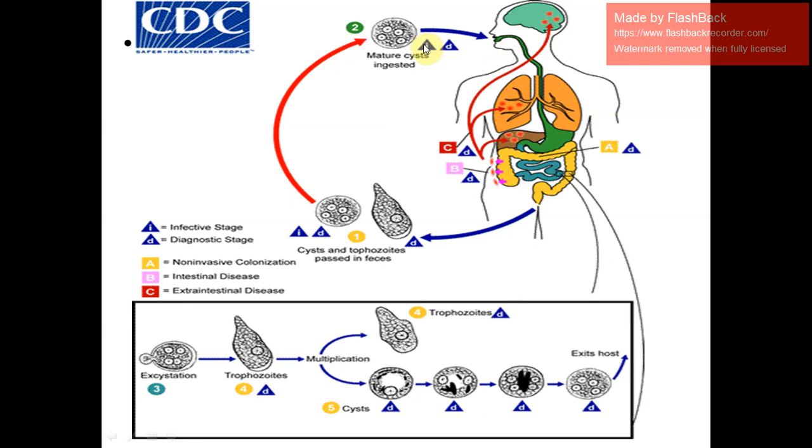The blue triangle with I written is the infective stage. So this is the mature cyst when they are ingested. This belongs to an infective stage. Where D is in the blue triangle, it indicates the diagnostic stage.